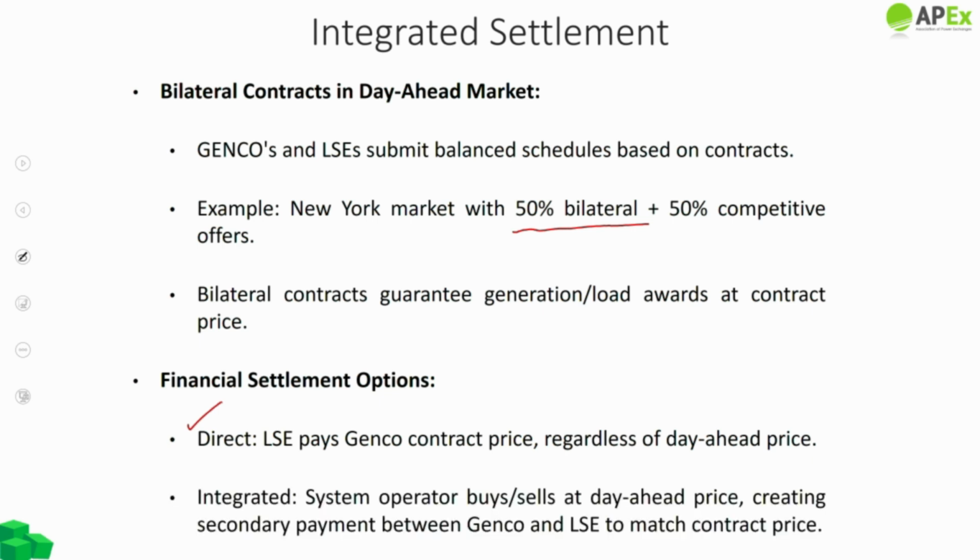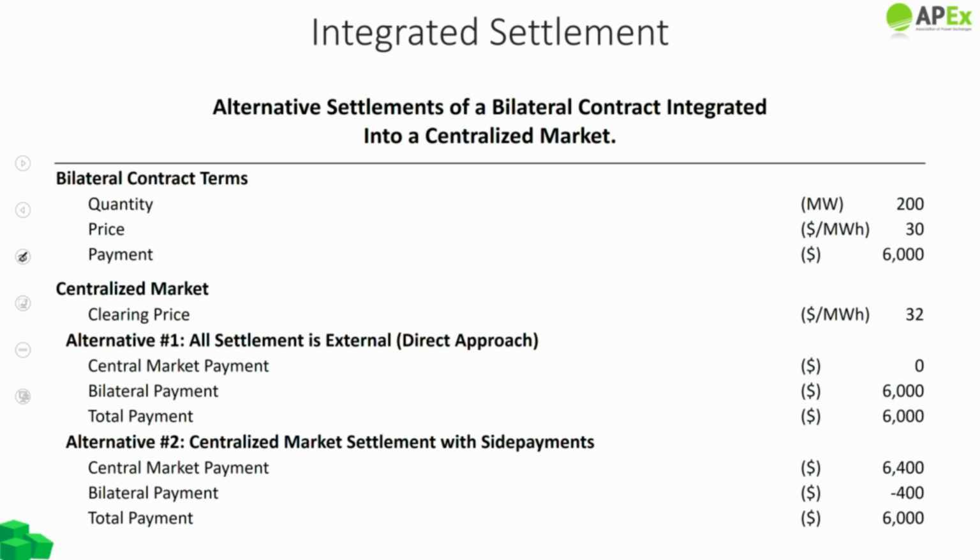The second option is the integrated settlement option, in which the bilateral quantities are also considered as an integral part of the day-ahead trading and are cleared on the day-ahead prices. This mechanism is also called the gross settlement. Now, as the day-ahead prices are different than the contract price, let's understand this with the help of an example.